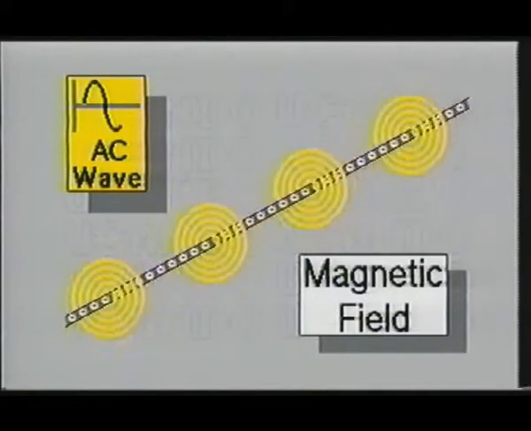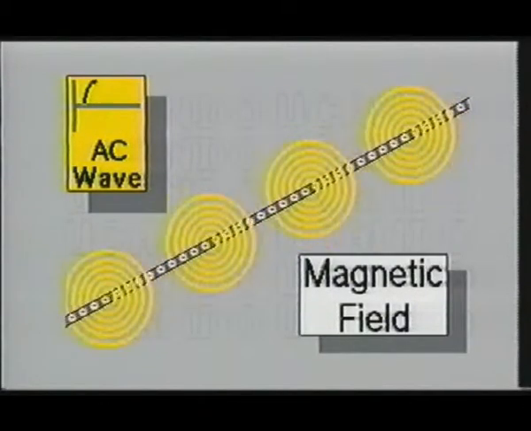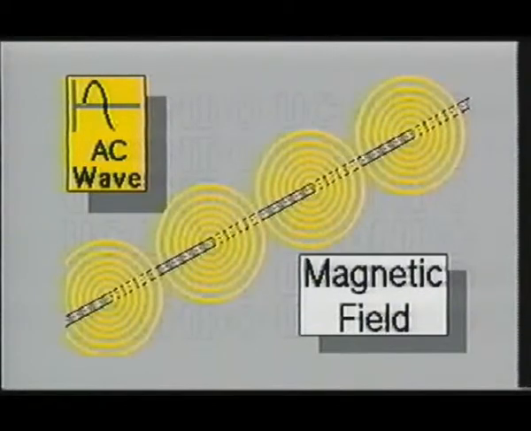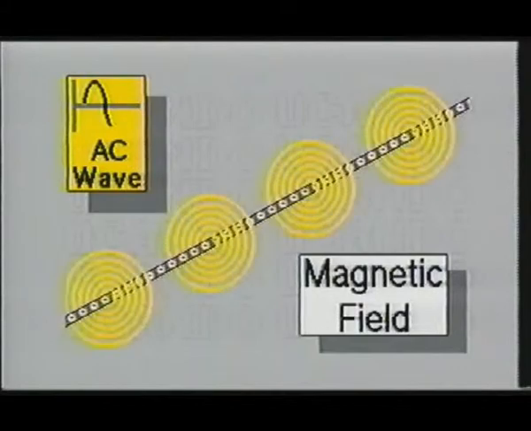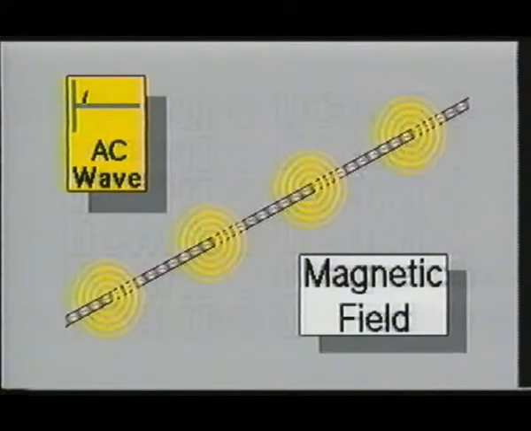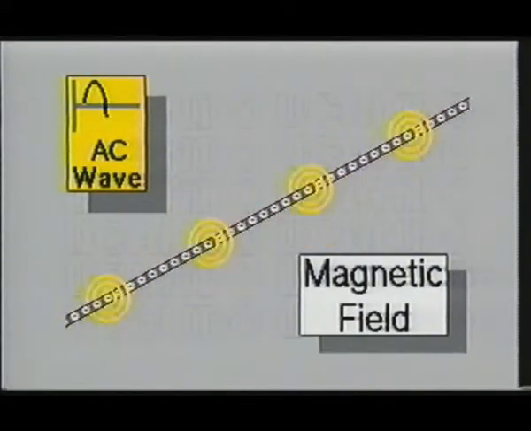This flux field will completely surround the conductor. Notice in this illustration that an AC current is flowing through the conductor. As the magnitude of the voltage increases, so does the magnetic field being produced by the stream of electrons. Also, when the voltage decreases, the magnetic field begins to collapse.